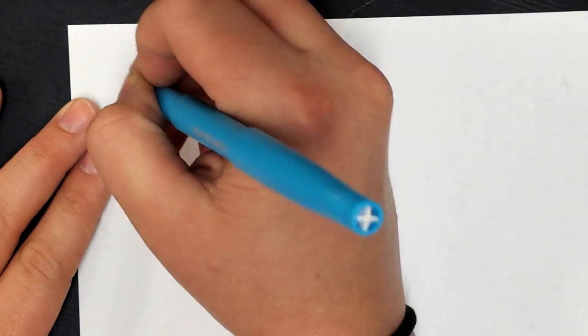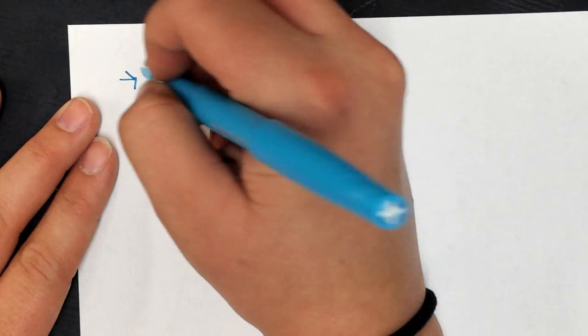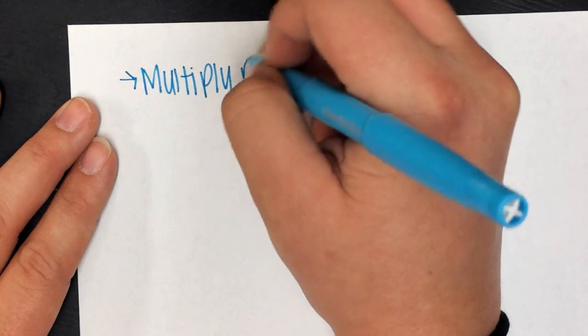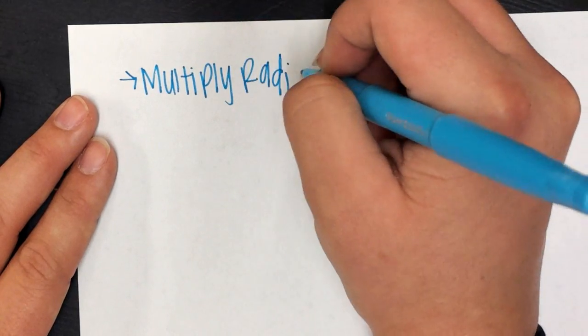Alright guys, so you should have your blank piece of paper out. And we are going to do one practice problem from Friday. And then we're going to learn how to divide radical expressions. So on Friday, we learned how to multiply them. So put like a little arrow or something and write multiply radicals. And we're going to do one practice problem.